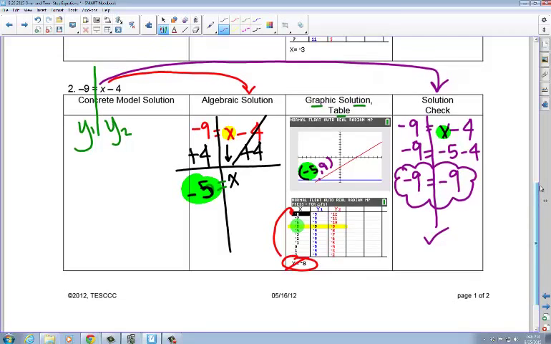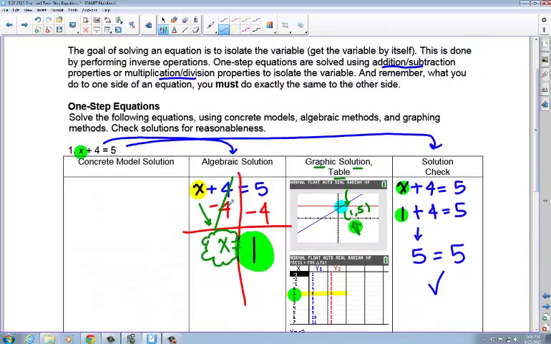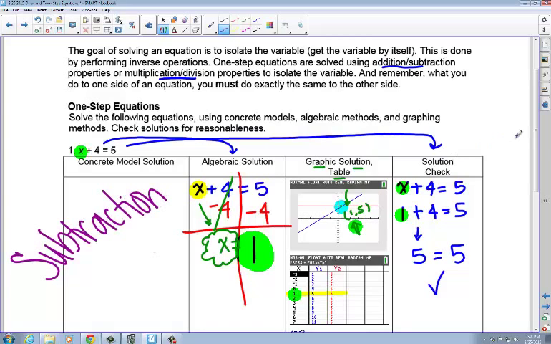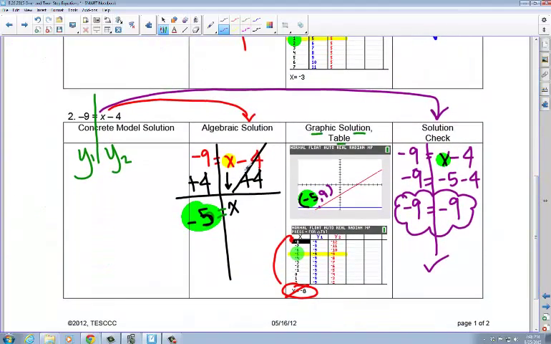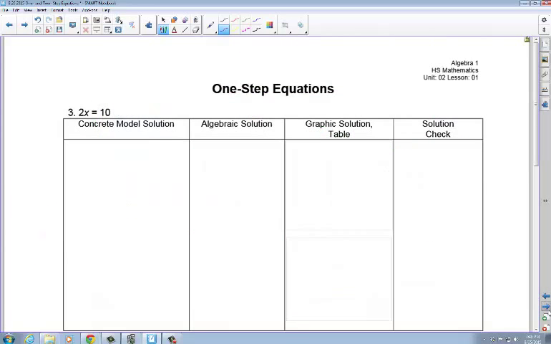The first one was an example of subtracting a value from both sides where the x is on the left side. So we subtracted. The second one was an example of where we added a value to both sides with the x being on the right side. So this is with addition. Now we'll look at two examples dealing with multiplication and division.